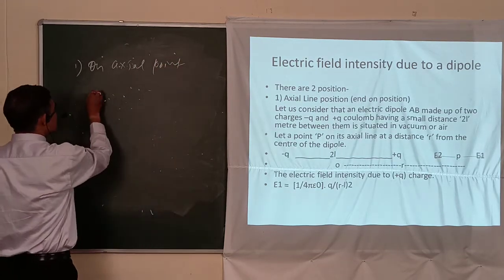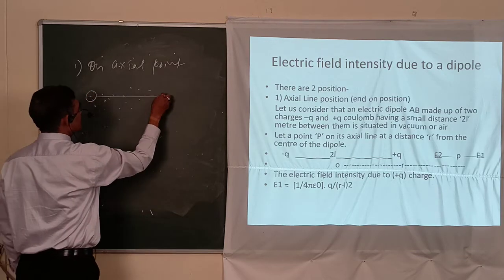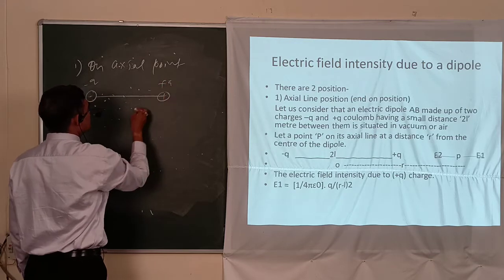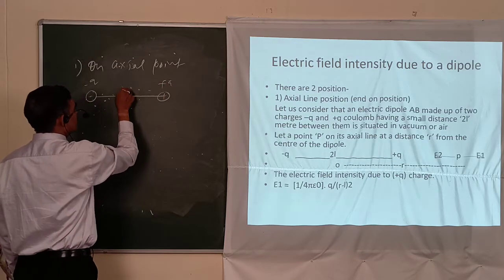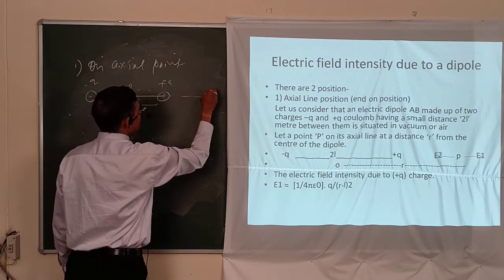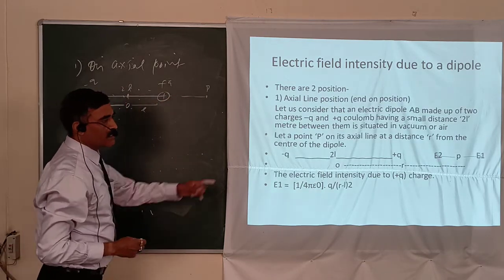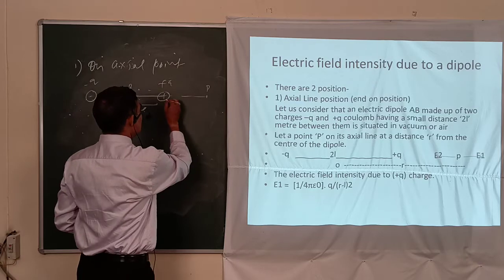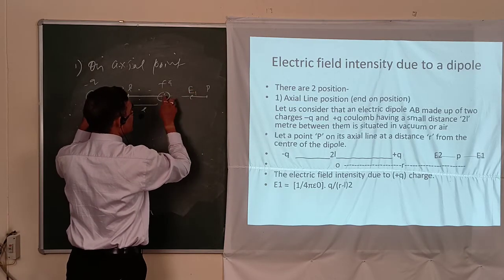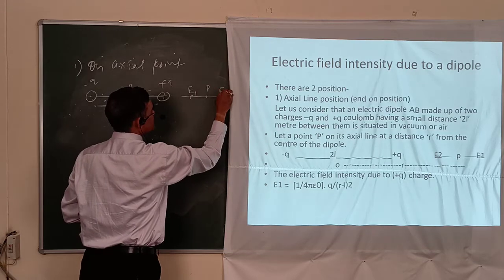Now in that case, suppose this is a negative charge and this is a positive charge, minus q and plus q, and this is a dipole. This is the center of that. This length is 2L, so this is L and this is L. Now this is any point P at which we have to calculate the electric field. You can see that the electric field due to minus q is towards this, and the electric field due to plus q at P is towards this.